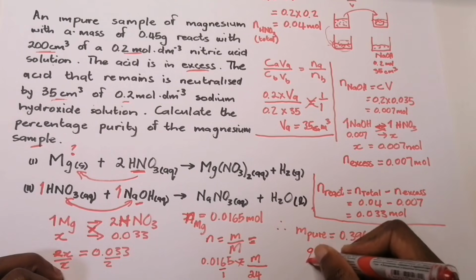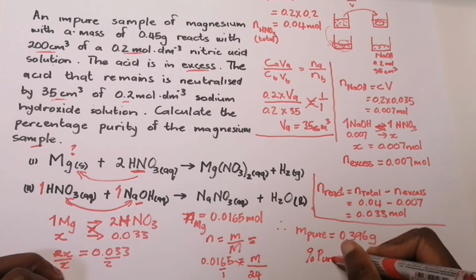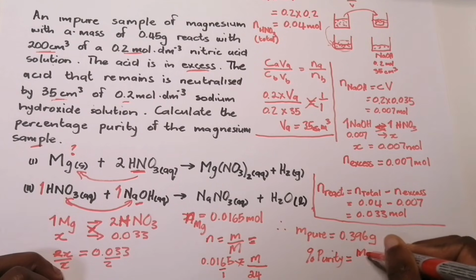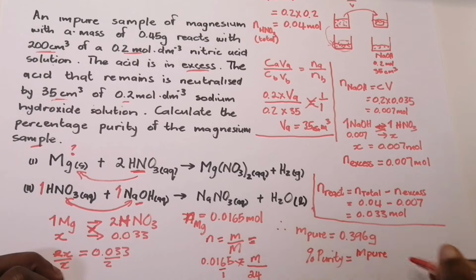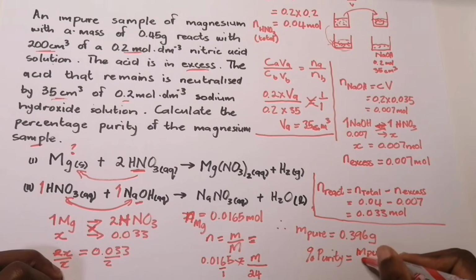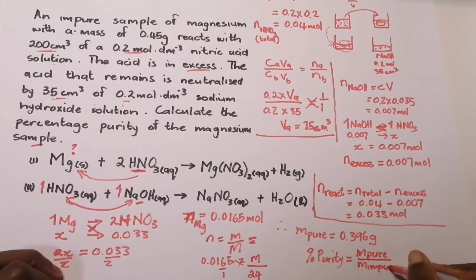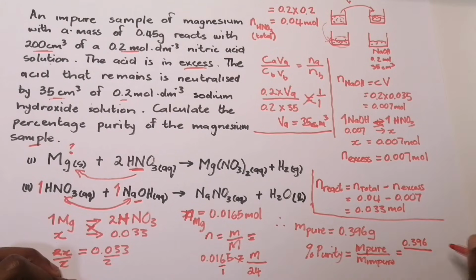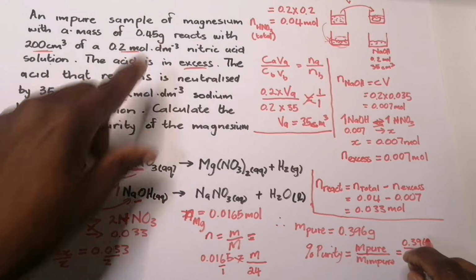So now how do I determine the percentage purity? From our previous videos, I showed you how to do that. All I'm going to do is take the mass of the pure substance and divide that by the mass of the impure sample. So this is going to be 0.396. Remember, because we're dealing with a percentage, we need to multiply that by 100. So 0.396 divided by our mass there, which was 0.45.